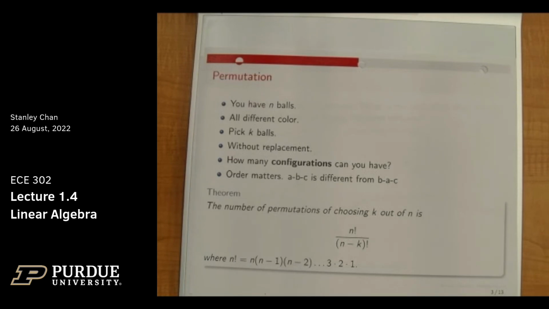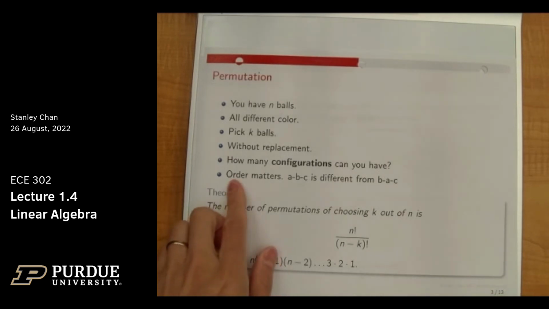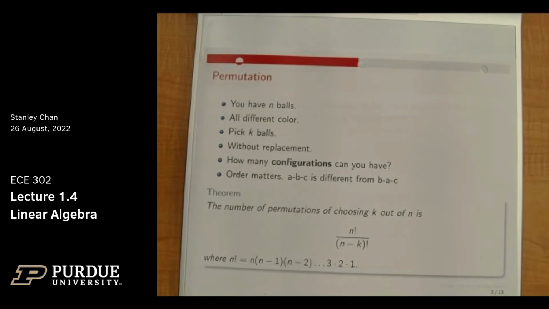You take it out, you don't put it back, and then you ask how many configurations do you have. And by configurations, I mean that the ordering of the colored balls matters. So red, green, and blue versus green, blue, and red are two different things. As we go to talk about combination, then 2 red and 1 green, no matter how you order, you call that one configuration. Here, red, red, green and green, red, red are different things. So order matters in this permutation.